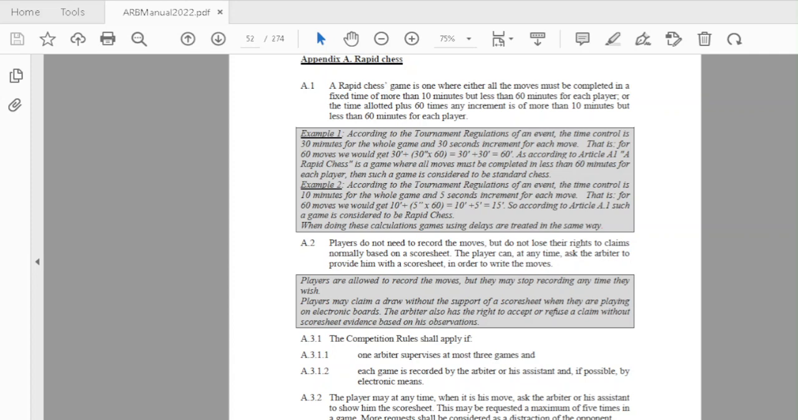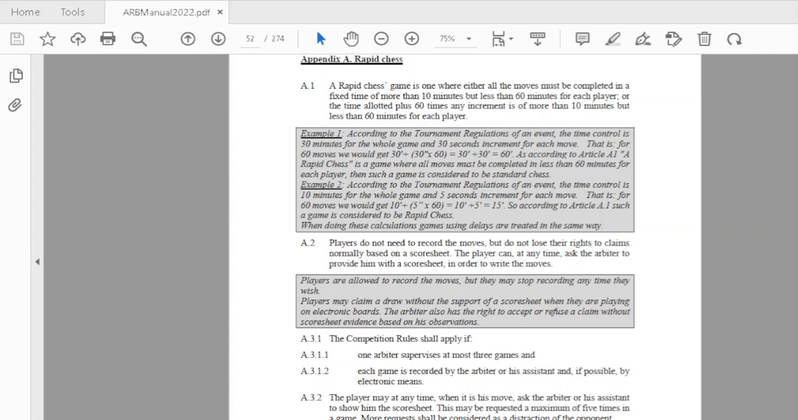Okay, firstly, we have rapid chess. Rapid chess is typically where the fixed time is between 10 and 60 minutes. It's more than 10, less than 60 minutes. If there are time increments, it's quite easy to calculate. You just take your fixed time plus the seconds that you add, and that must be more than 10 and less than 60. There's an example, just showing you how they work out that 6 times 60.